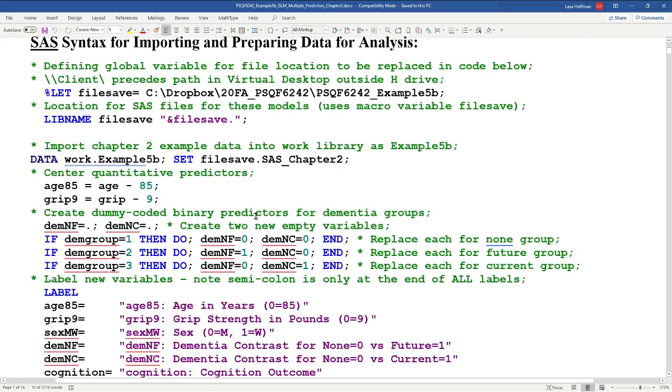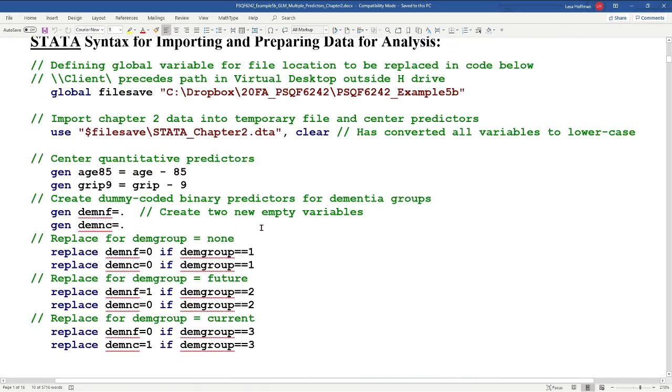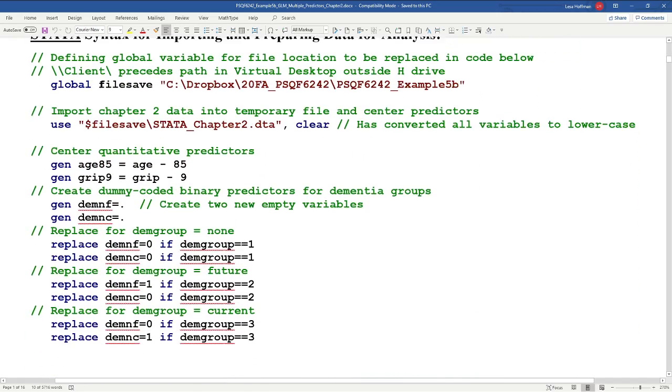So that's data import and creating predictor variables using SAS. Here are the same steps using Stata. So I'm defining file_save to be the same folder location. I am importing a Stata format of the data file, so that's the .dta extension. So rather than import, the command is just use.